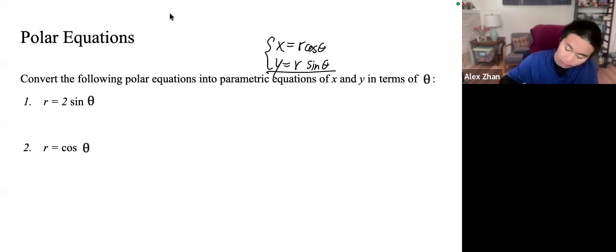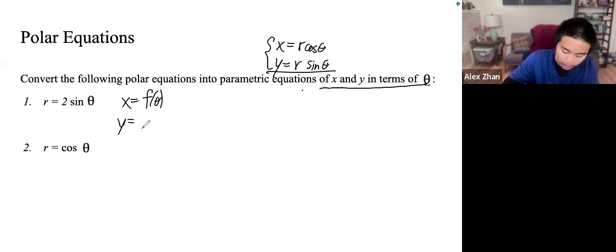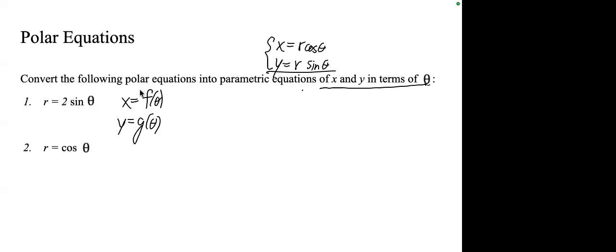Yeah, so basically, when I say write it in parametric equations of x and y in terms of theta, it just means I want to write x as some function of theta and y also as some function of theta. Does anyone have some idea about how to do this? I mean, I managed to convert the equation into rectangular form. It's like x squared plus (y minus 1) squared is equal to 1.